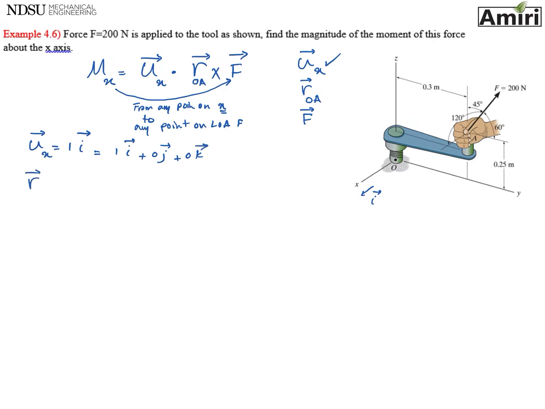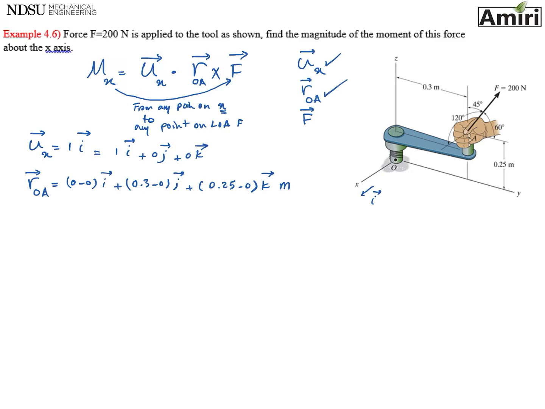Let's find the vector that goes from point O to point A, coordinates of A minus coordinates of O. O is at 0, 0, 0. Point A is located at 0i, so 0 minus 0. The y is located at point 3, so 0.3 minus 0. And z is located at 0.25 minus 0, k. This one has units, and the units for it is meters. Okay, so that one is done.